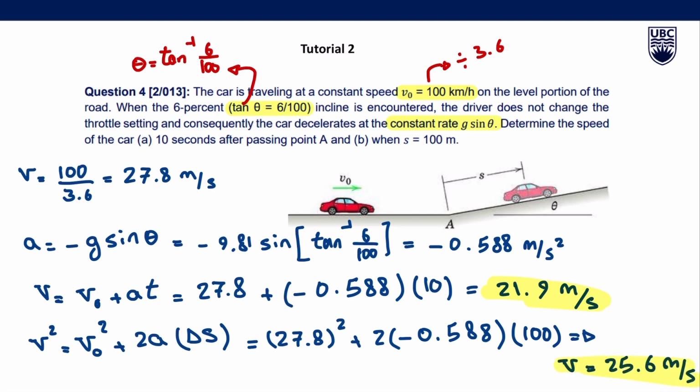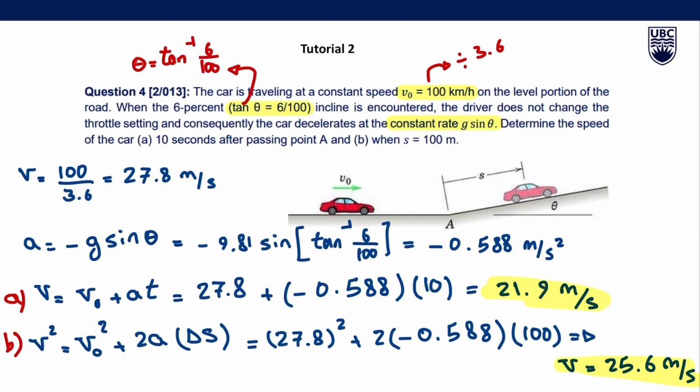So this is part A and this was part B. As you can see, I used this equation here because there is no information about time. It says after 100 meters. That's why I chose this equation. And yeah, there you have it. The car slows down to 21.9 meters per second after 10 seconds and to 25.6 meters per second after traveling 100 meters up the slope.